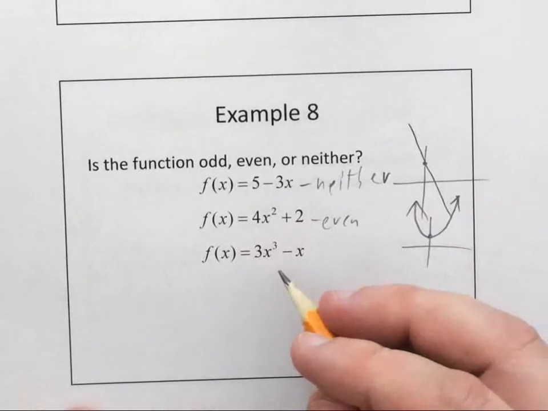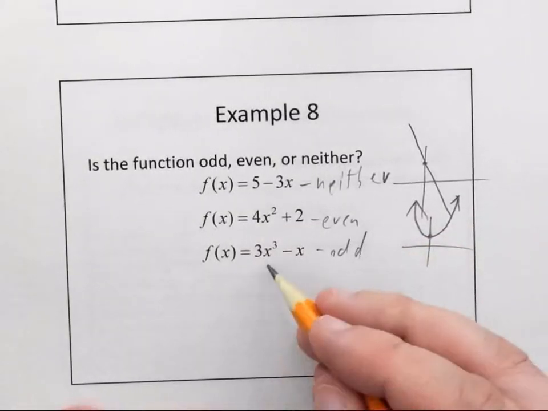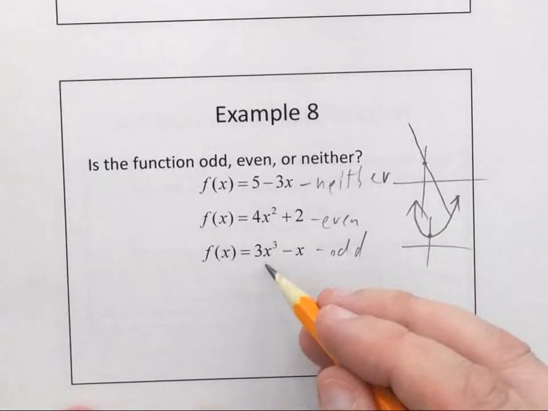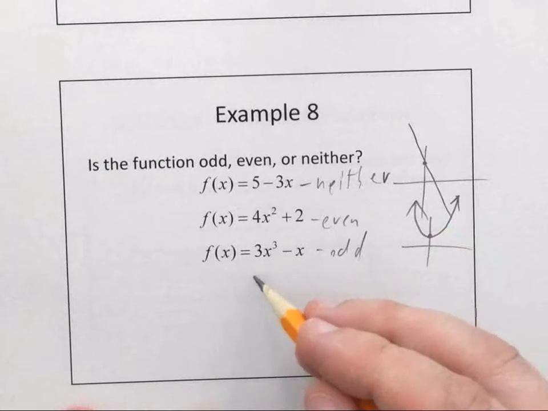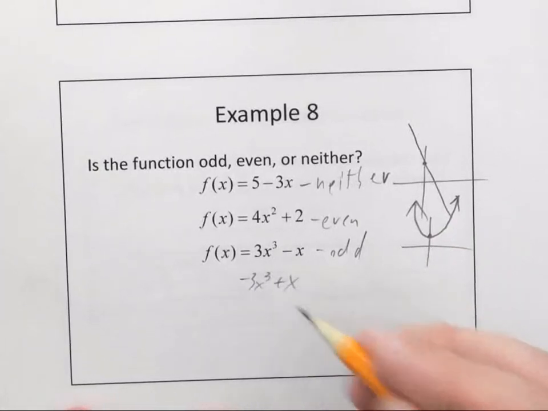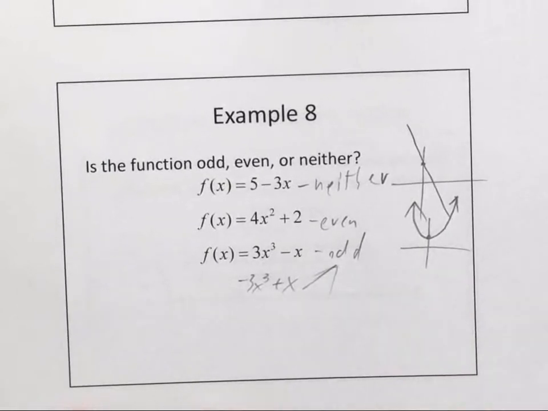Lastly, if I take this one, plug in a negative, well, what do you think's left? It's probably going to be odd, but let's stop and actually look at it. Negative 2 to the third power is going to stay negative. So 3 times a negative is going to flip to a negative 3x cubed, and this will change to a plus an x. Well, because it's exactly the opposite signs, it's going to be odd.